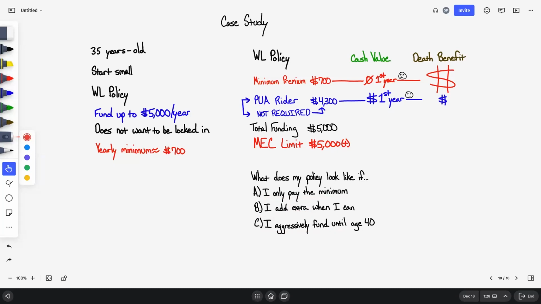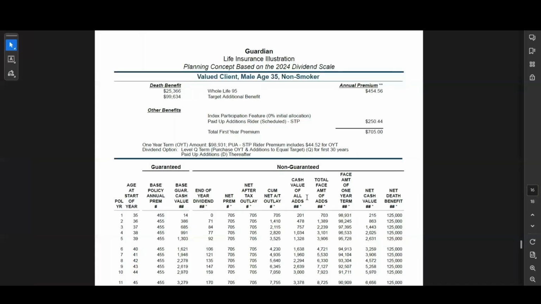So we're going to fund it for 6 years in this example, starting at 35. So we've got 35, 36, 37, 38, 39, and 40. So he'll fund through age 40 in that example, but then stop altogether. Let's have some fun. So first we'll begin with an illustration.